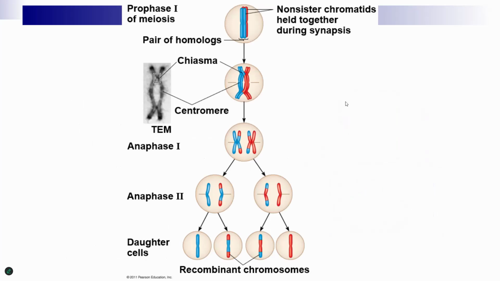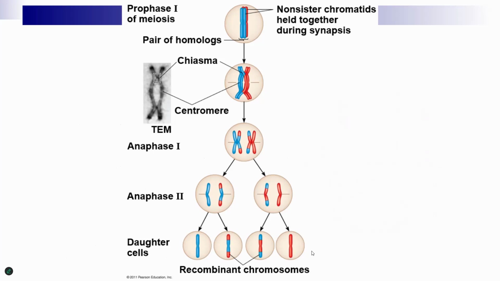Here's just another diagram showing you the crossing over taking place. So here it took place in 2 locations. So we've got a little bit of red on the top and the bottom of this sister chromatid, and a little bit of blue on the top and the bottom of this red chromosome. So now if you look at the bottom, the daughter cells, they're all different from each other.